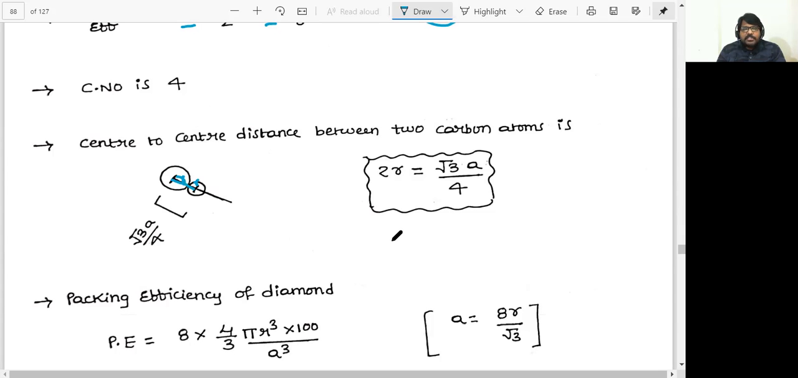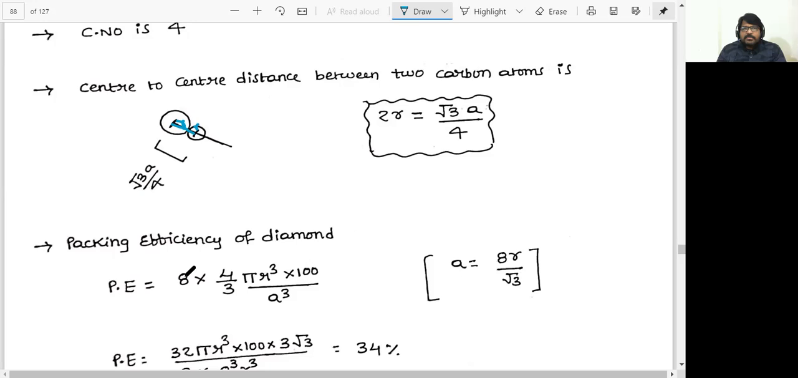Packing fraction, packing efficiency. So packing fraction, if you calculate, totally there are 8 carbon atoms, volume of 8 carbon atoms by volume of unit cell. Each carbon atom volume is 4 by 3 pi r cube. So 8 carbon atoms, 8 into 4 by 3 pi r cube. So this is the volume of all carbon atoms present in the diamond unit cell. And cubic unit cell volume is always a cube. And packing efficiency is equal to packing fraction into 100. And from this we can find a value.